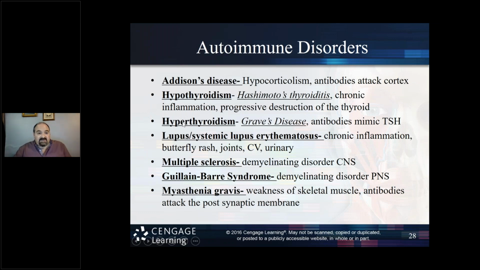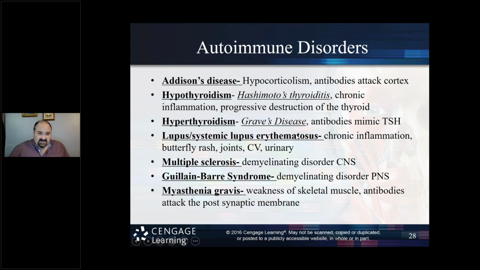Hypothyroidism, Hashimoto's disease, hyperthyroidism, Graves' disease. These are examples of each of these, right? So you'll see here with hypothyroidism, it's chronic inflammation, progressive destruction of the thyroid gland. In hyperthyroidism, there's too much thyroid hormone, and the body is very jacked up as far as the metabolic rate. And so antibodies mimic thyroid stimulating hormone, which in turn will increase more release of thyroid hormone, hence hyperthyroidism. Okay? So you'll need to know in hyperthyroidism, it's Graves' disease. In hypothyroidism, as far as autoimmune is concerned, it's Hashimoto's.